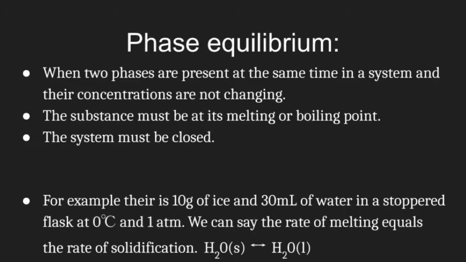So, 0 degrees Celsius and 1 atmosphere is the melting point of water, so we got that checked. The flask is stoppered, so the system is closed, so that's correct. And as long as our 10 grams of ice and 30 milliliters of water, as long as those numbers aren't changing, we are at equilibrium. So, we could say here that the rate of melting equals the rate of solidification, where the rate that the solid becomes the liquid is the same as the rate in which the liquid is becoming the solid.